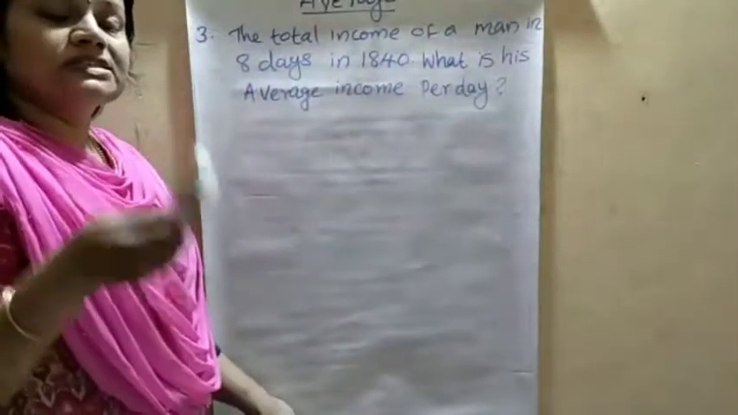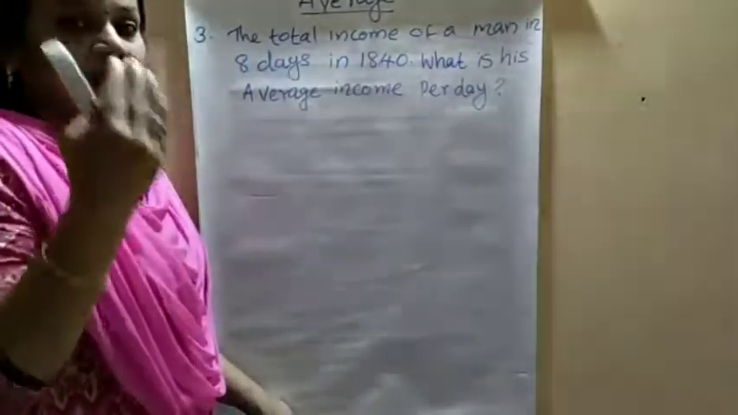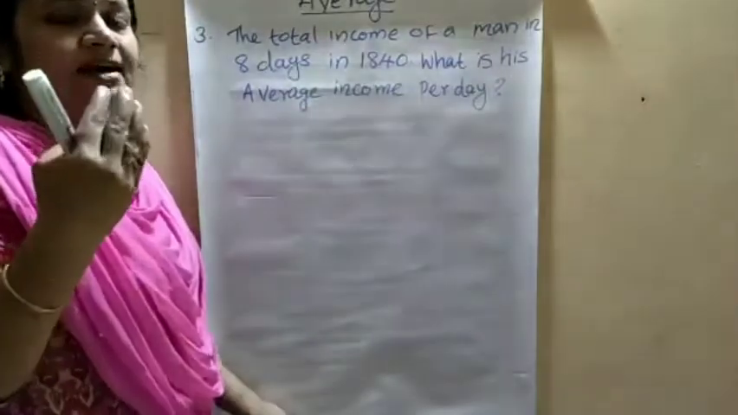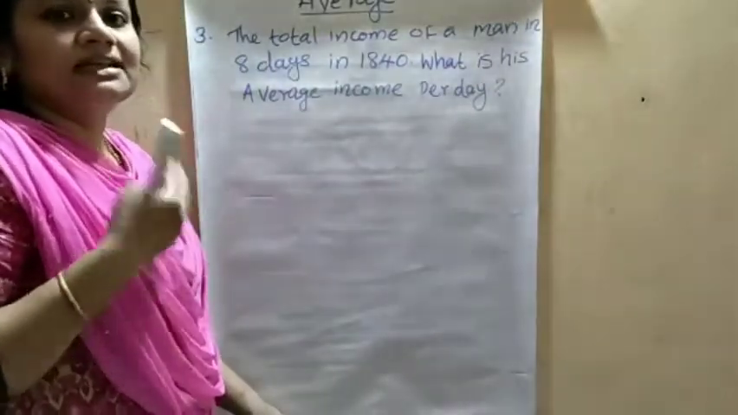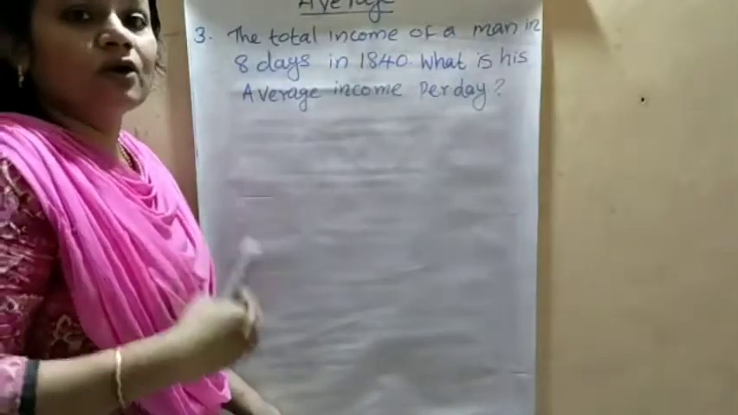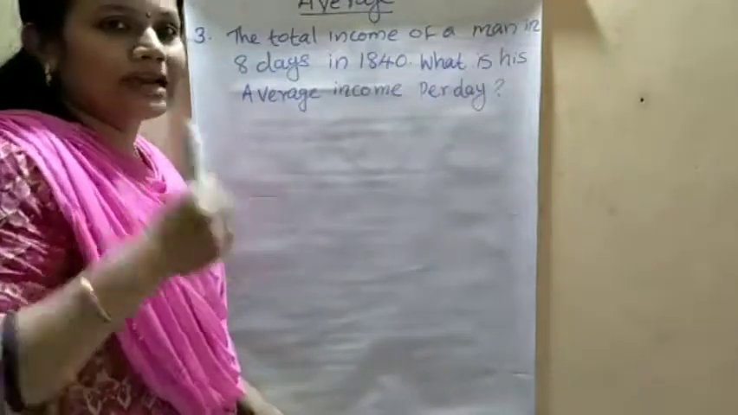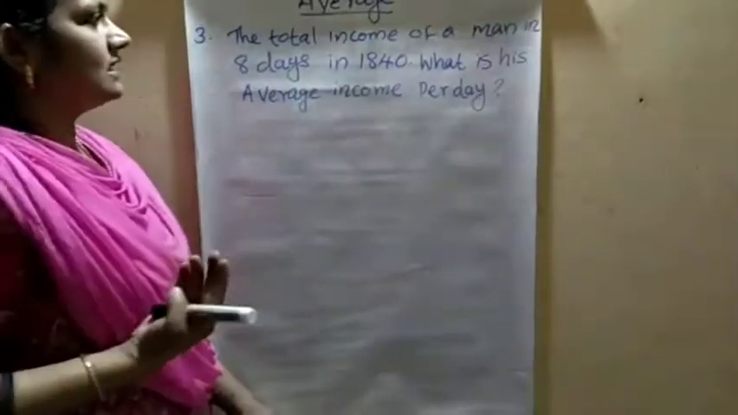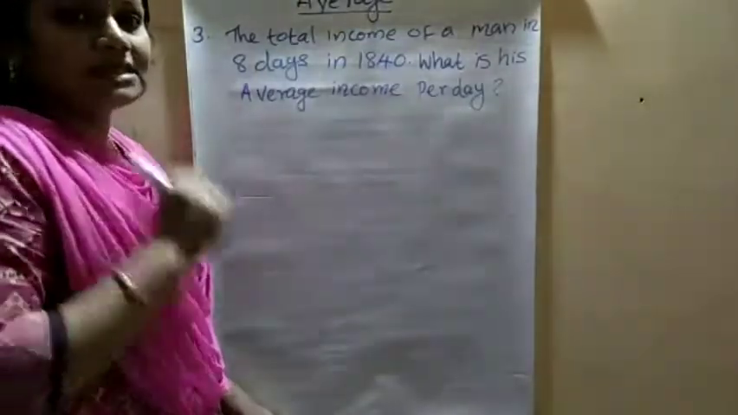In the first two questions we discussed, the numbers were given. First you find the sum, then you count the number of addends. Then you do the division, and then we get the average. First two questions we did like that. But in this question, are the numbers given here? No. But two things are given.